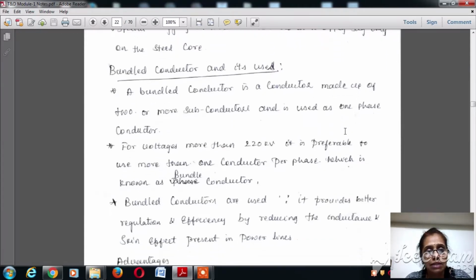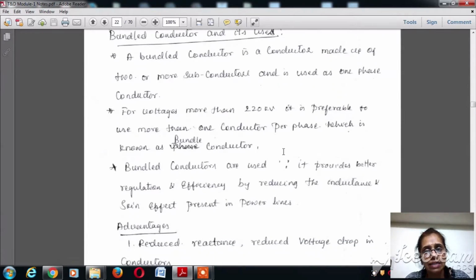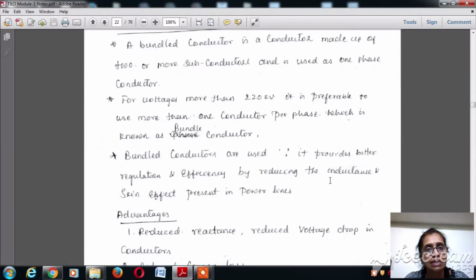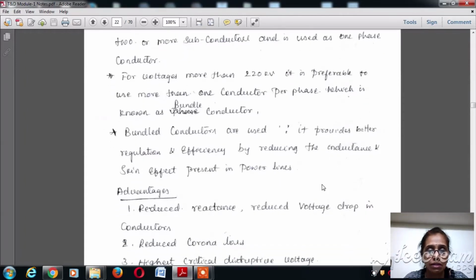Now the next type is the bundled conductor, and why do we need to use a bundled conductor? A bundled conductor is made up of 2 or more subconductors, and is used as one phase conductor. So instead of using a single conductor per phase, we use a bundle conductor per phase. For voltages more than 220 kV, it is always preferable to use more than one conductor per phase, which is known as the bundle conductor. Bundle conductors provide better regulation and higher efficiency, because they decrease the inductance effect and the skin effect present in the straight conductors in the power lines.